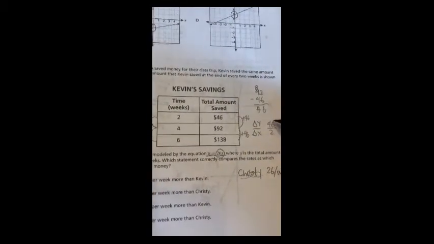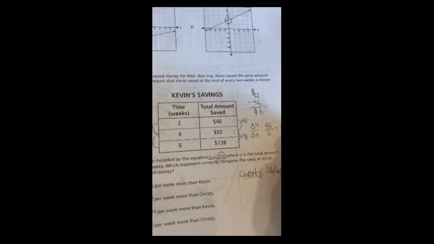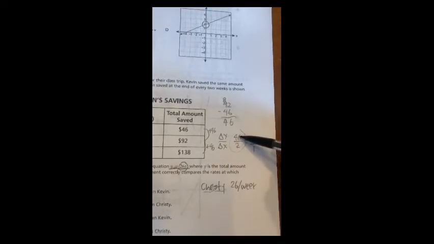So the change in y is 46, and the change in x is 2. So every 2 weeks he's saving $46. How much is he saving every week? So if he saves 46 in 2 weeks, he is saving 23 in 1 week, okay? Because anytime we have a fraction, it's just like a division problem. We just divide 46 by 2, we get 23 in 1 week. $23 per 1 week he's saving.